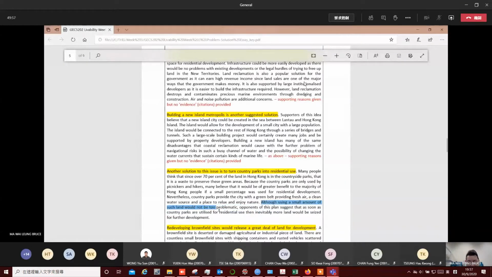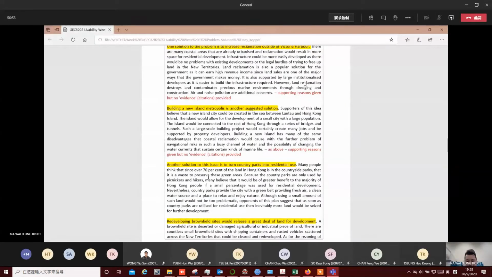Although using a small amount of such land would not be too problematic, opponents of this plan suggest that as soon as country parks are utilized for residential use, inevitably more land would be seized for further development. So in other words, if you release the restrictions to allow people to turn the country park into residential use, once you start the ball rolling, perhaps more and more country parks will be turned into residential use. In other words, we will have less land for enjoyment and amazement, and that is also important for the well-being and livability of Hong Kong people, because in Hong Kong we are already crammed in a small area. Turning the country parks into residential use will make us lose the place for enjoyment.